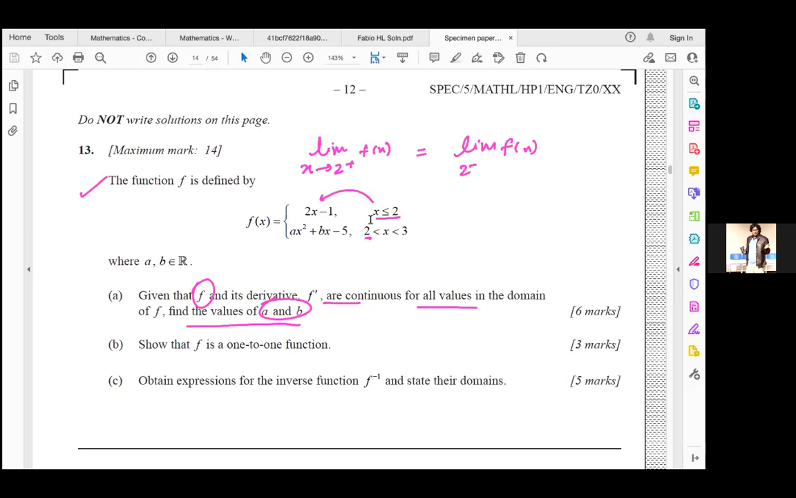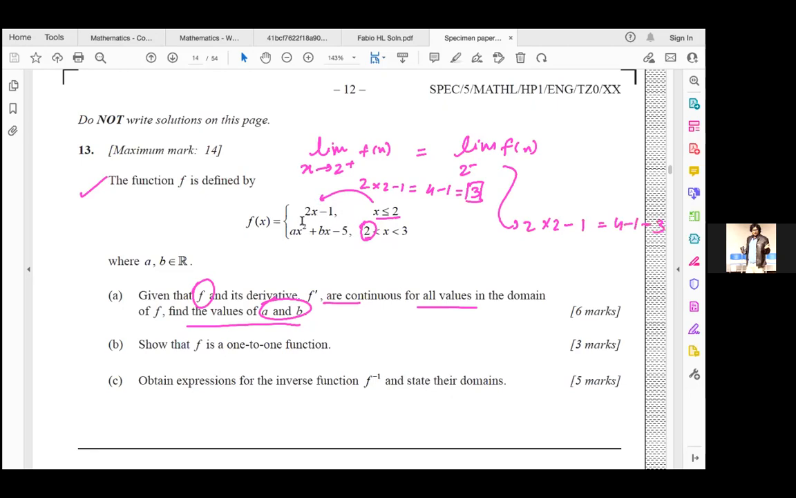So when I say 2 positive, I'm going to take this function because this is valid for higher than or equal to 2. So that's going to be 2 times 2 minus 1, which is 4 minus 1. That's 3. And when you look at the second function, sorry, this is x less than or equal to 2. This one is valid for x less than or equal to 2. So I'm just going to take for that function, it will be 2 times 2 minus 1, which is 4 minus 1, which is 3.